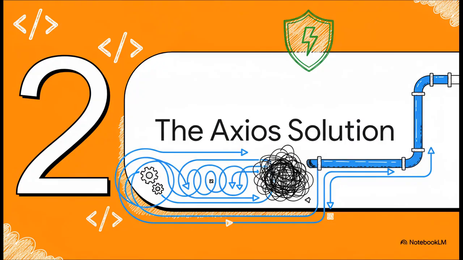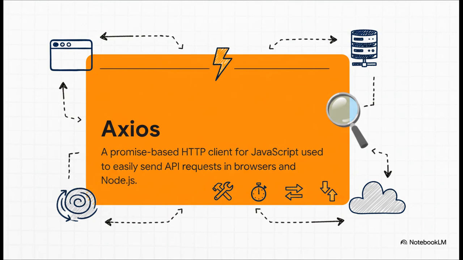So, we've seen the problem, we've seen the mess, now let's talk about this really elegant solution that cleans it all up. So, what exactly is Axios? Well, at its core, it's a promise-based HTTP client. To put it simply, it's a specialized tool that's built for one job, to make sending and receiving data from servers incredibly simple and straightforward. And it works everywhere, whether you're in the browser or on a Node.js backend.